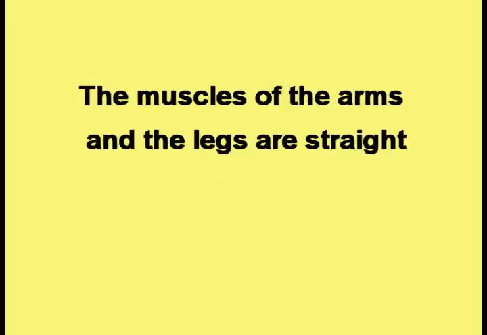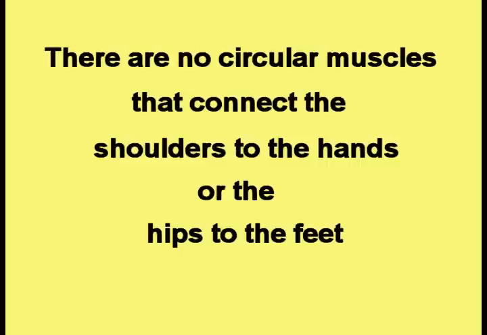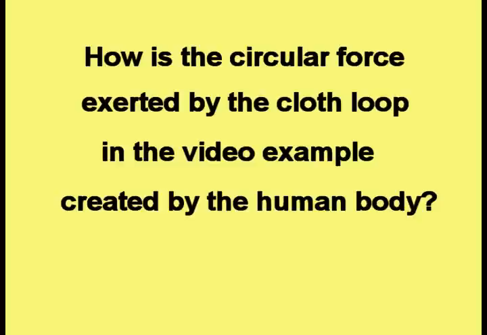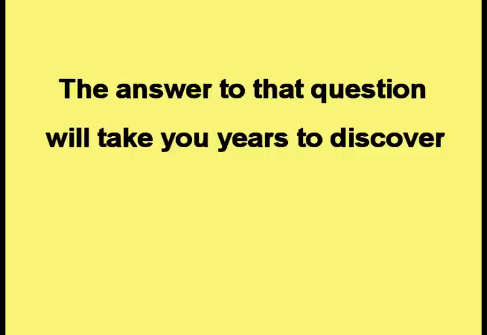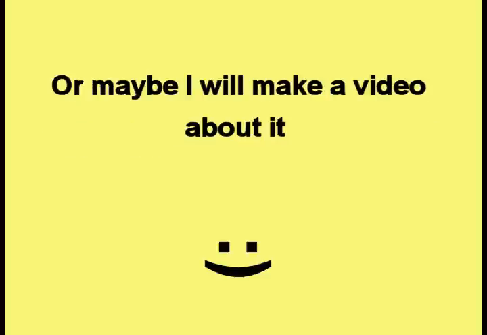The muscles of the arms and the legs are straight. There are no circular muscles that connect the shoulders to the hands or the hips to the feet. How is the circular force exerted by the cloth loop in the video example created by the human body? The answer to that question will take you years to discover, or maybe I will make a video about it.